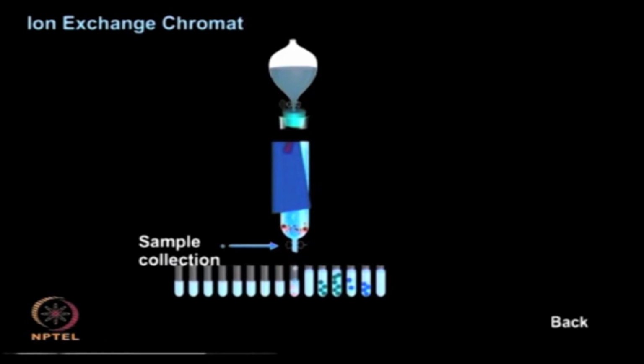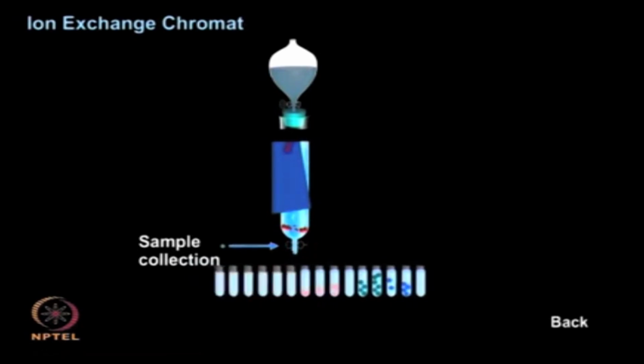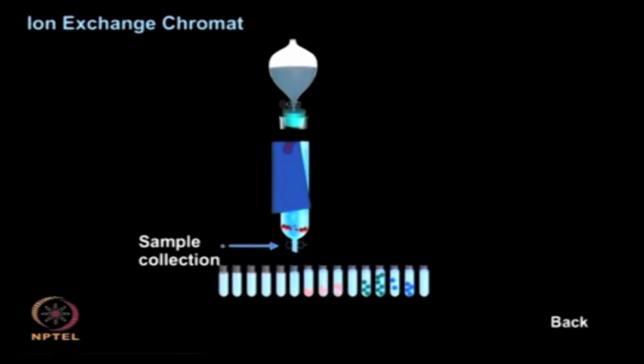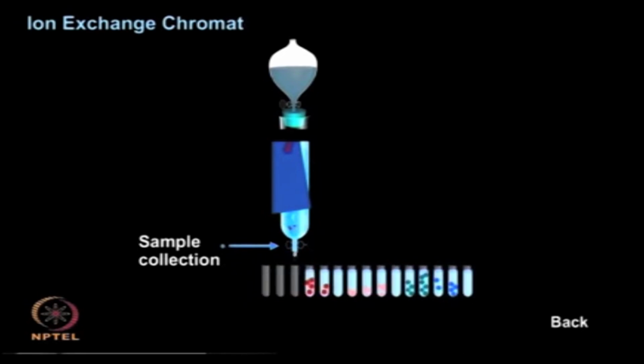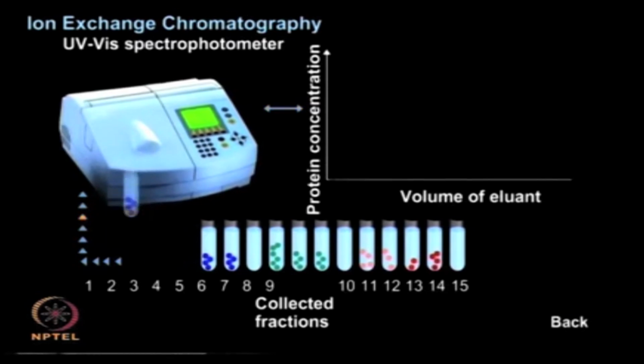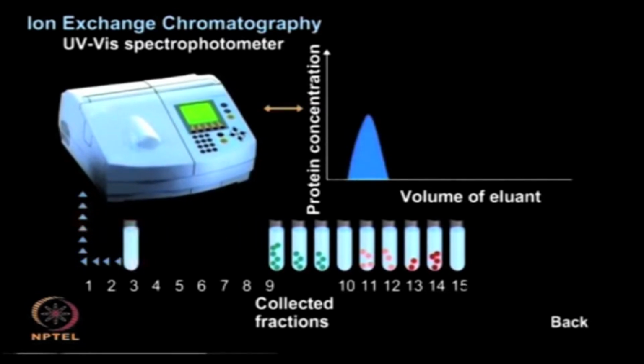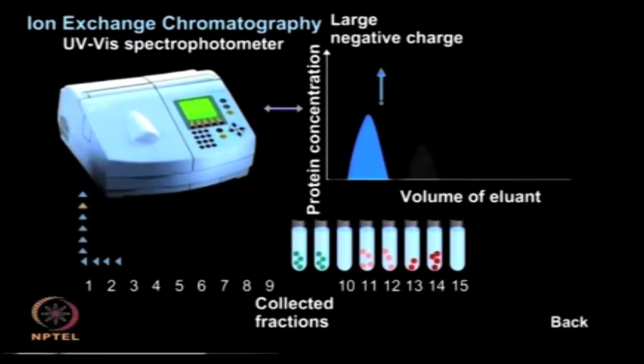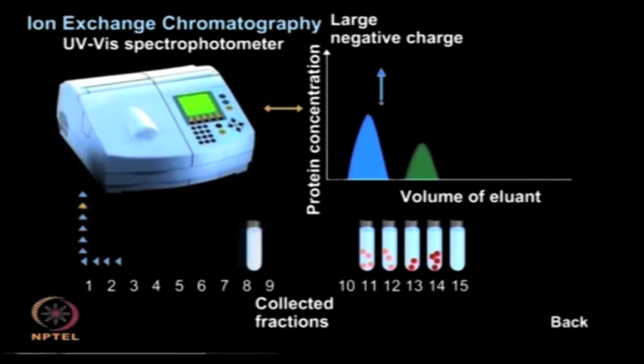Once all the fractions are collected, the protein content can be analyzed using a spectrophotometer. To analyze the contents, these fractions are measured for their protein content using a UV-visible spectrophotometer at 280 nanometers. A graph of eluent volume versus protein concentration can then be plotted. In this particular example, the negatively charged large molecules come first and then the positively charged fractions come later.